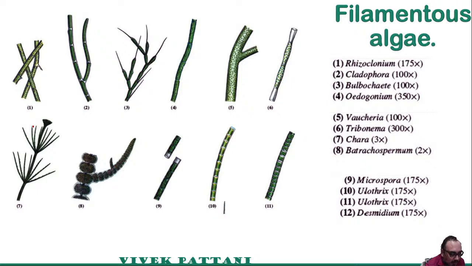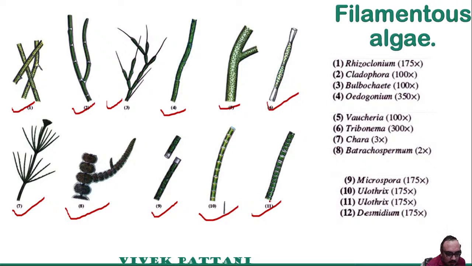Now comes the next one, filamentous algae. First one is Rhizoclonium, second one is Cladophora, third one is Bulbochaete, the fourth one is Oedogonium, the fifth one is Vaucheria, sixth one is Tribonema, seventh one is a Chara, eighth one is a Batrachospermum, ninth one is Microspora, tenth one is Ulothrix, eleventh one again is Ulothrix, but a different species.